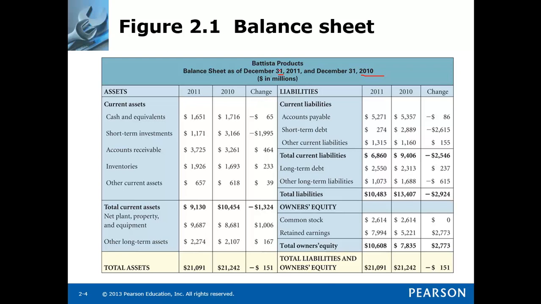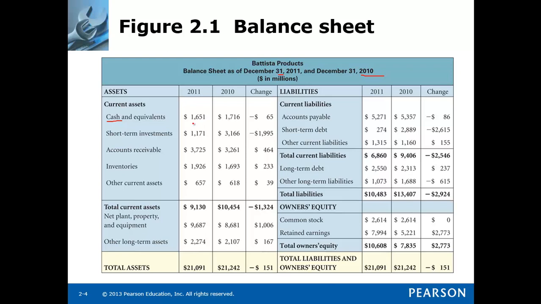So let's take a more in-depth view of Batista Products. In a balance sheet, the assets are broken up between current assets and longer-term assets. A current asset is described as an asset that is most liquid, and liquidity refers to how fast an asset can be converted to cash. You can't get much more liquid than cash itself, so it's listed as the first current asset.